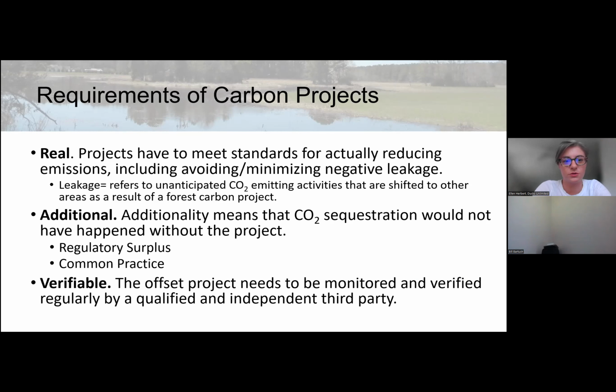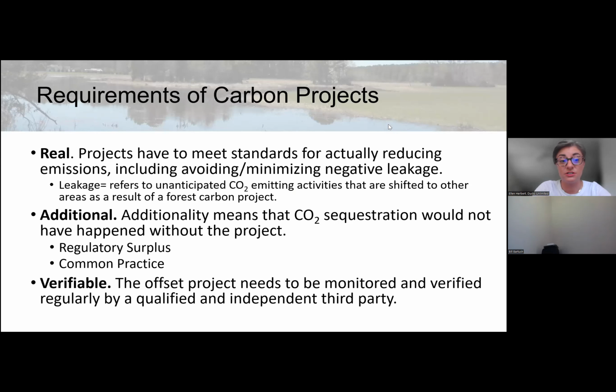So the first requirement is projects be real. They have to meet a standard where they actually reduce emissions or sequester carbon from the atmosphere. And they're supposed to avoid something called leakage. Leakage refers to CO2 emissions that are shifted to other areas as a result of a forest carbon project. The simplest way to think about leakage is if I restore 1 million acres of forest in the Mississippi Alluvial Valley, are growers or cities just going to deforest 1 million acres elsewhere to make up for that?